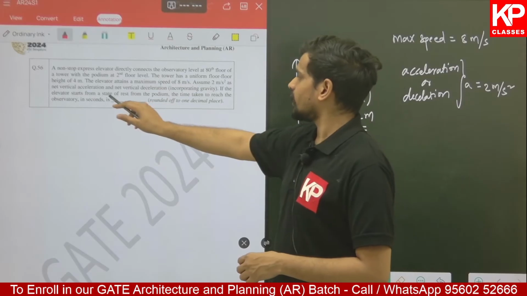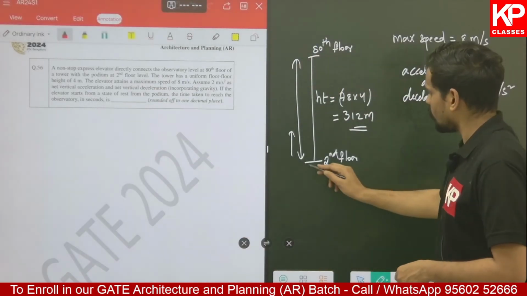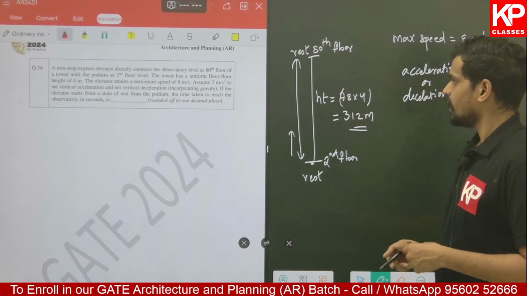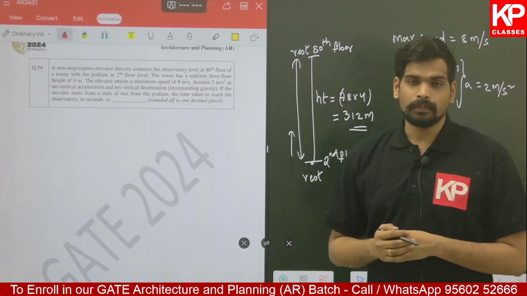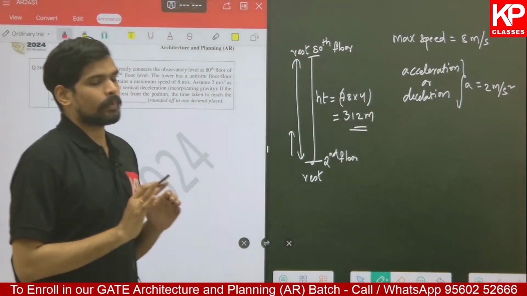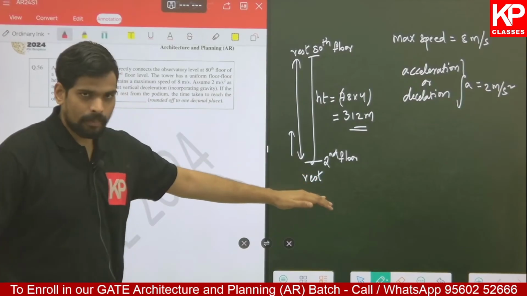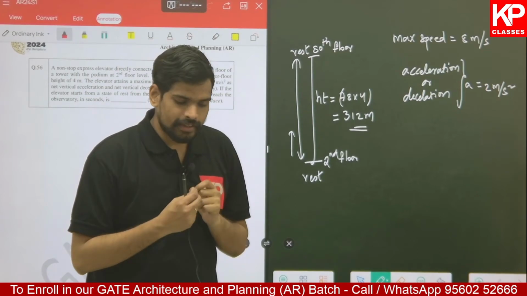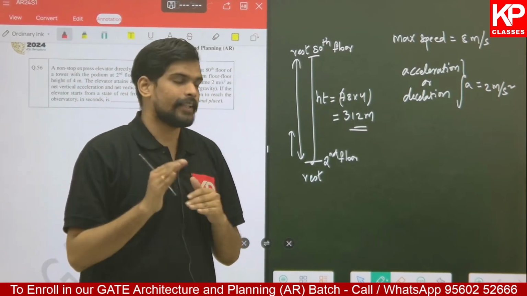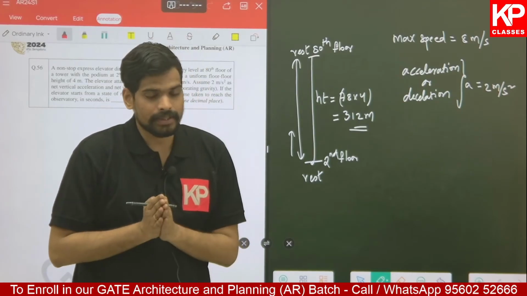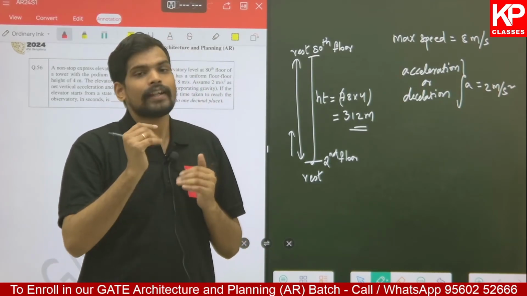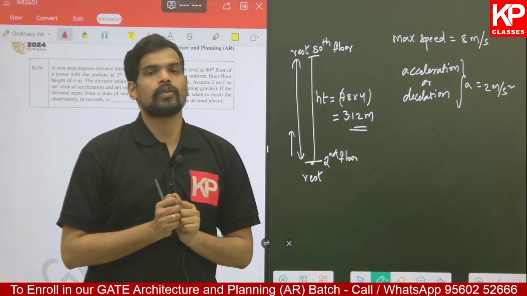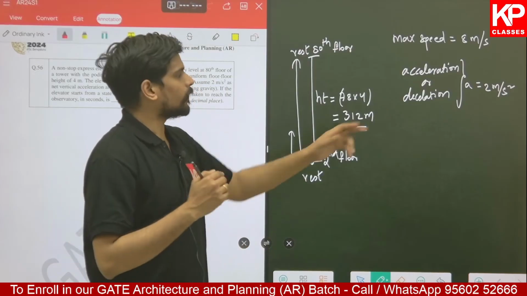If the elevator starts from a state of rest, the initial velocity is zero, and finally it also comes to rest. Basically, the lift starts from rest, accelerating at 2 meter per second square. It is not accelerating indefinitely. It accelerates till it reaches a maximum velocity of 8 meter per second, moves constantly at that speed, and then decelerates so that it comes to rest at the 80th floor, and that rate of deceleration is also given.